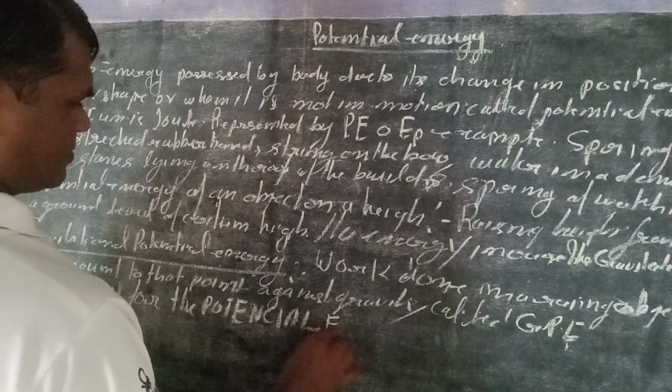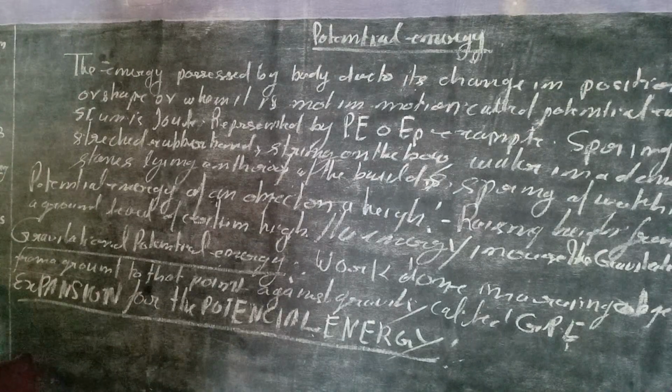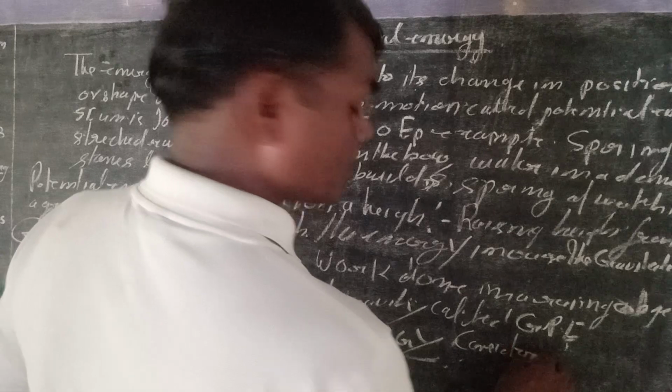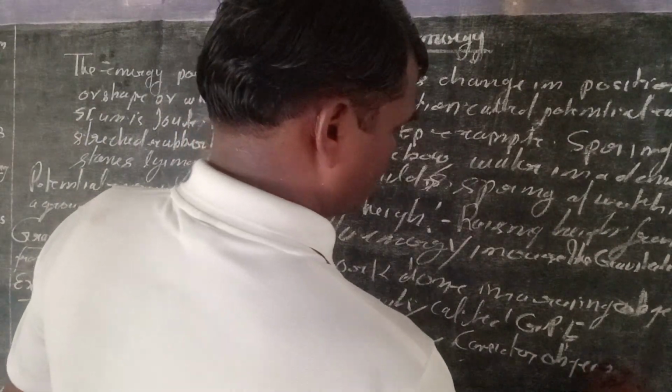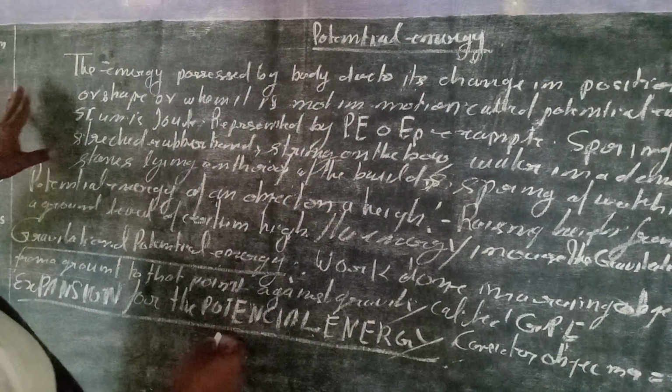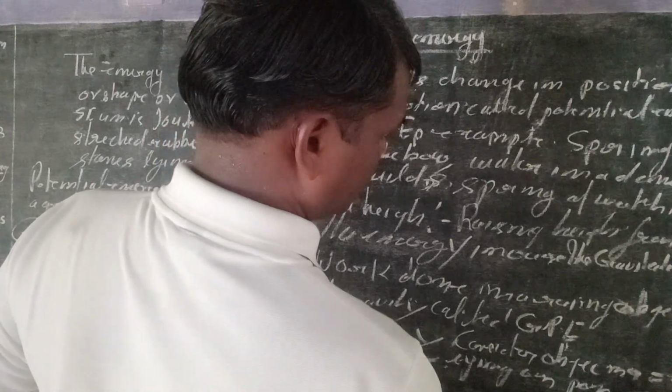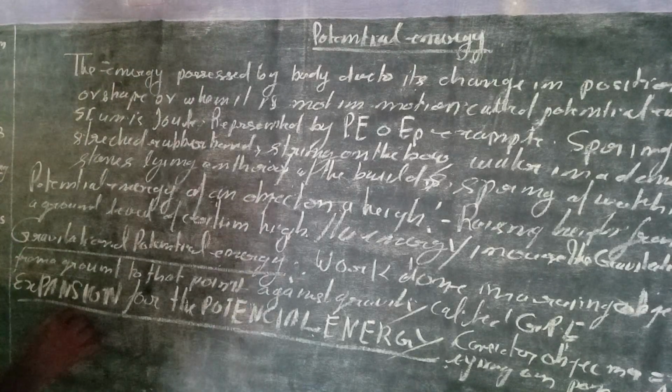So we will discuss here the expression for the potential energy. How will we derive the potential energy? Let's have an object. Consider the object's mass is small m, lying at point A, capital A, at ground level.